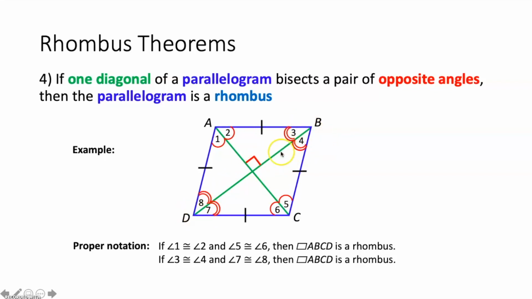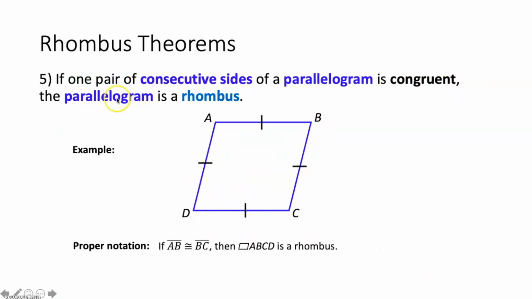Similarly, if we look at this angle over here, if we know that diagonal BD bisects this angle so that angle 3 is congruent to angle 4, and we know it bisects this angle down here so that angle 7 is congruent to angle 8, then we can say parallelogram ABCD is a rhombus. The fifth rhombus theorem says if one pair of consecutive sides of a parallelogram is congruent, the parallelogram is a rhombus.